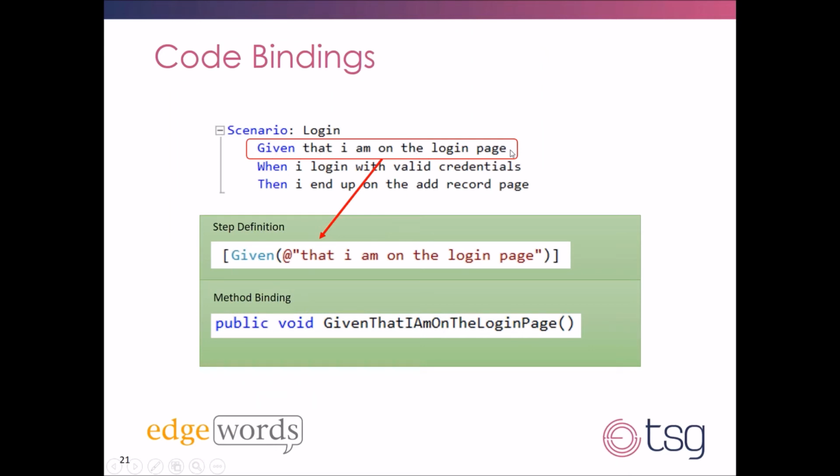So given that I am on the login page, it will then look in all our object classes for a method that matches that string of text. So in this case, here's our step definition, given that I am on the login page. As soon as it finds a match, it will then invoke the preceding method, which will have our automation code in. So this is why they're called code bindings. We've got this binding between scenario steps and step definitions, which belong in our code modules, if you like.